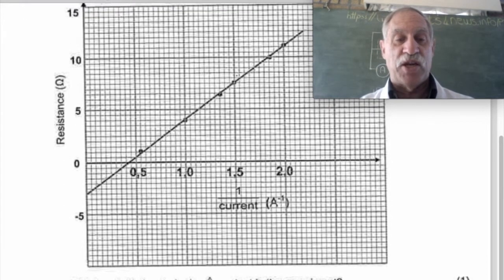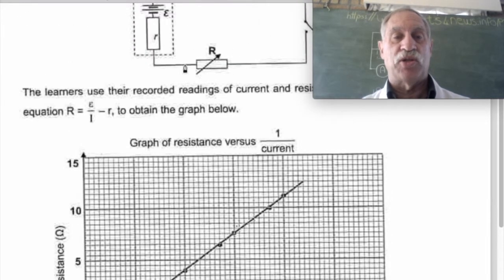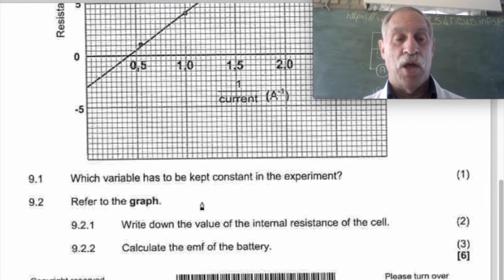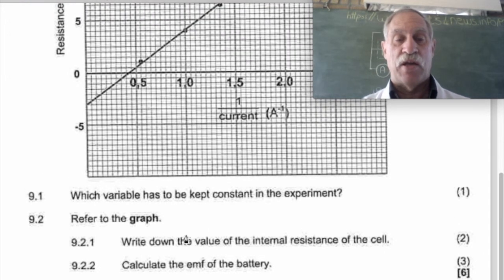Which variable has to be kept constant in the experiment? The variable you've got to keep constant is the temperature of your variable resistor, because normally when the resistance gets low, the current gets high, and when the current gets high, the resistor gets hot, and when the resistor gets hot, its resistance increases. So to perform this experiment accurately, we've got to keep this resistor at a constant temperature. So that's the answer.